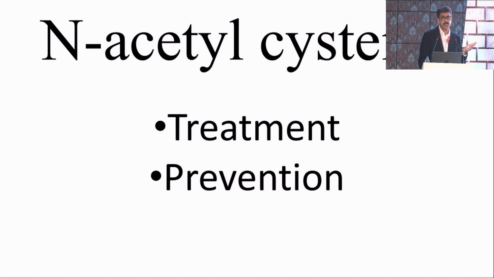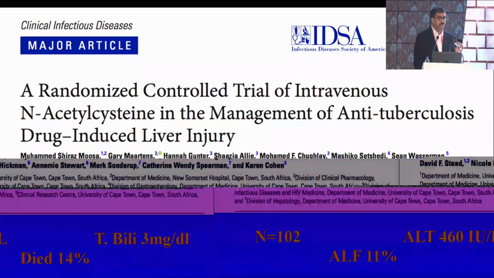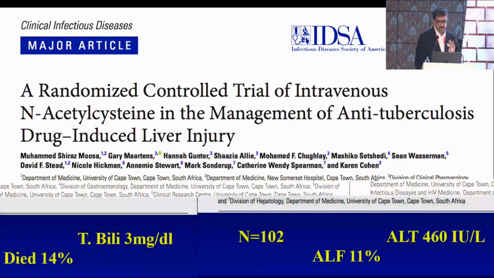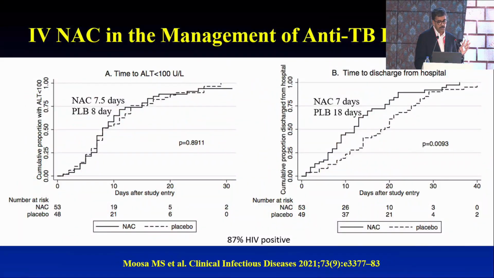N-acetylcysteine has been used in the treatment as well as prevention of anti-TB drug-induced liver injury. This is a fantastic study from South Africa, a randomized controlled trial of N-acetylcysteine in the management of anti-TB drug-induced liver injury. And what this showed is the time to AST and ALT less than 10 times, although there is no difference whether you gave them N-acetylcysteine or placebo in the left-hand side, but actually it helped shorten the time to discharge, from 7 days with N-acetylcysteine and 18 days with placebo.